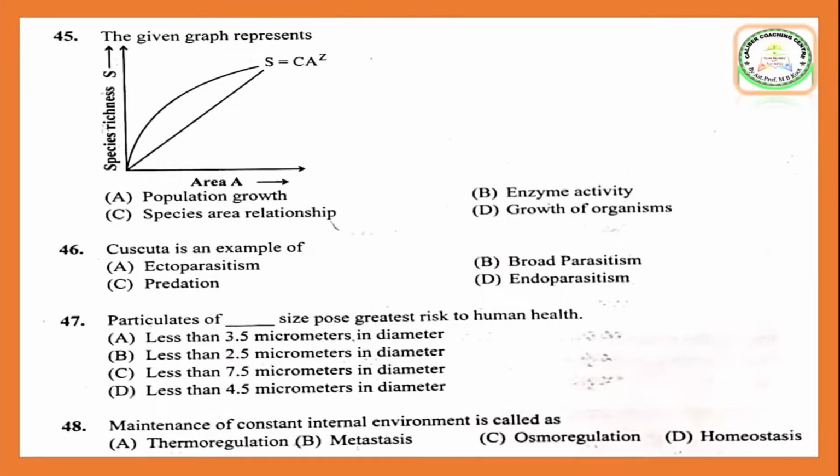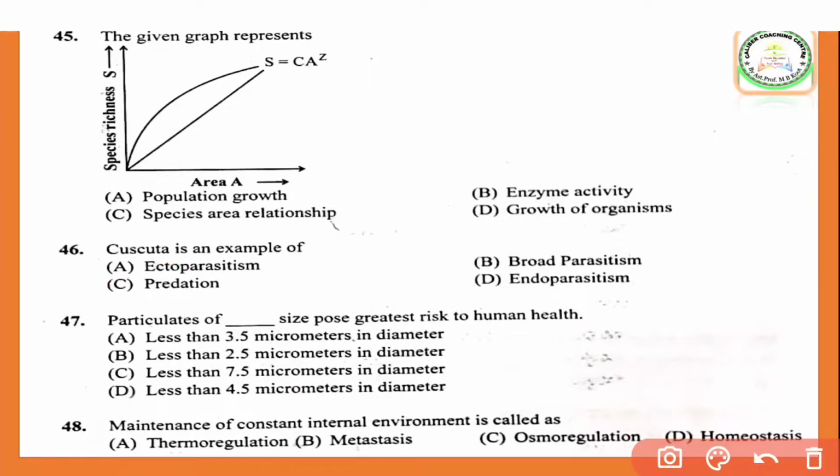The given graph represents area along the x-axis and species richness along the y-axis. Population growth, enzyme activity, species area relationship, growth of organism. So the answer for this question is option C, species area relationship. And if you want to check, it is there in the NCERT second PU page number 262. Yes, guys.